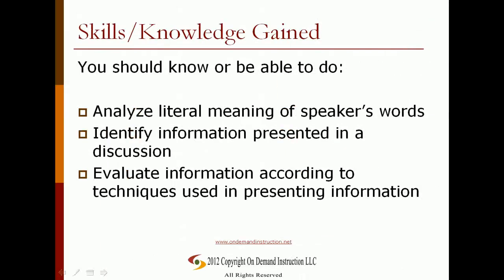By the end of this session, you should know or be able to do the following: analyze literal meaning of speaker's words, identify information presented in a discussion, and evaluate information according to techniques used in presenting information. This information should help improve your speaking and listening skills.